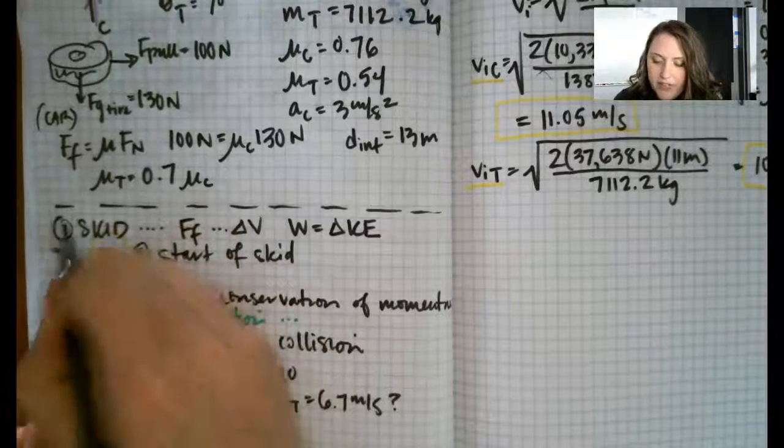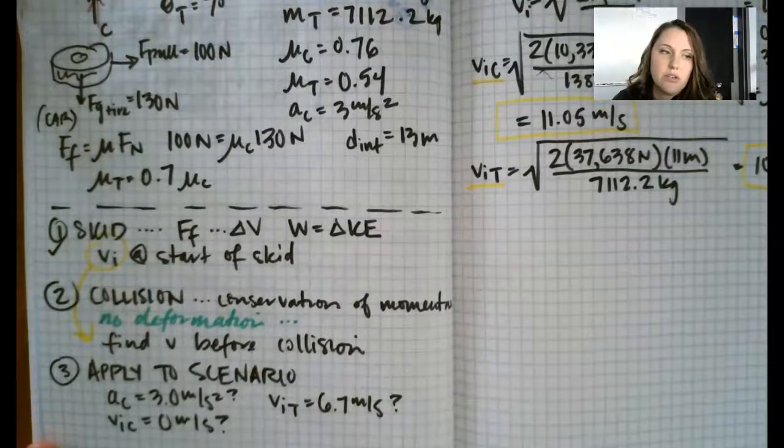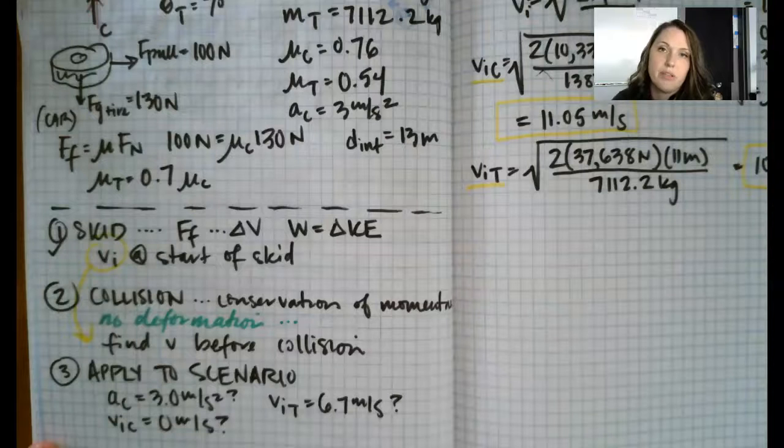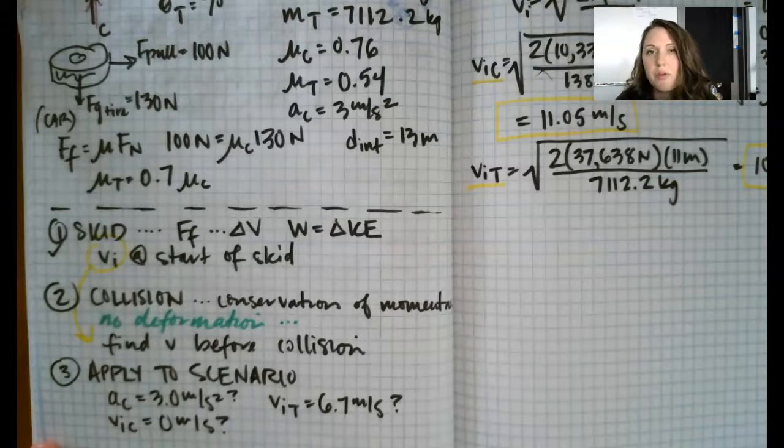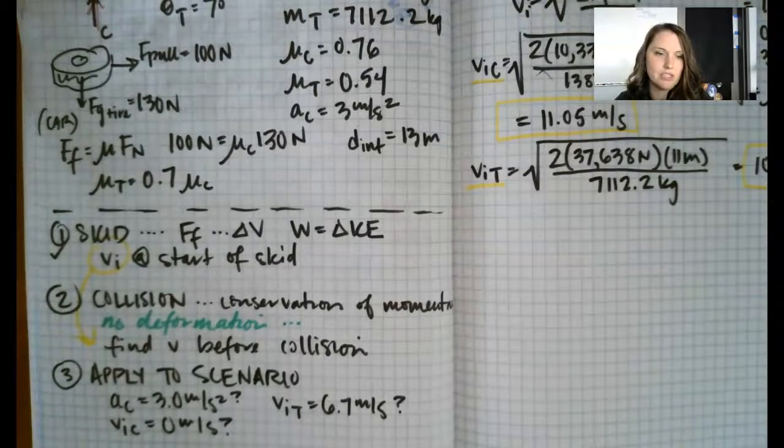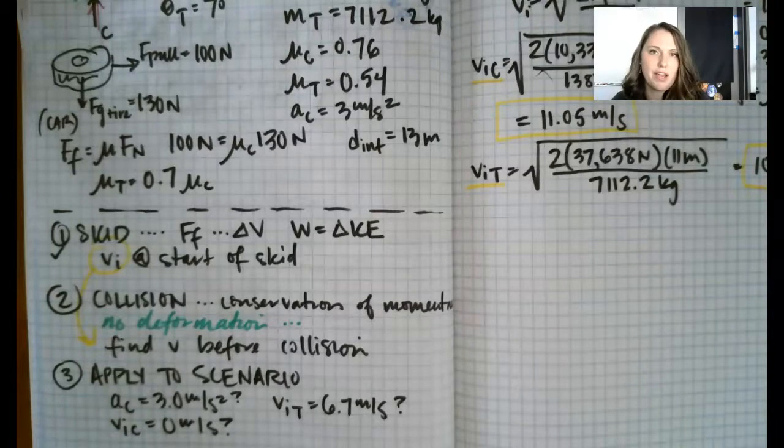So thinking back to my approach, now I know how fast they were going at the beginning of the skid, which means I know how fast they were going at the end of the collision. So now I'm ready to do step 2. I'm going to work backwards, analyzing this collision to determine how fast they were actually going before the collision took place. So we'll come back over here.